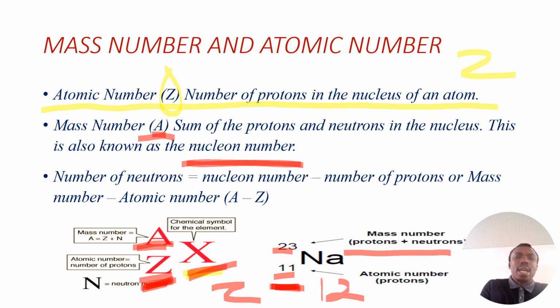So the mass number is protons plus neutrons, and this is the atomic number, which is the number of protons. So they can give you an element, and they'll ask you to calculate the atomic number, the mass number, to tell the number of protons, the number of neutrons, the number of electrons. So it's as simple as A, B, C.